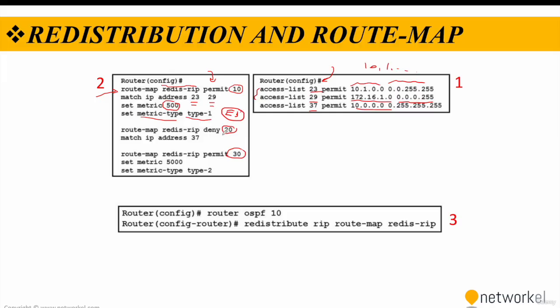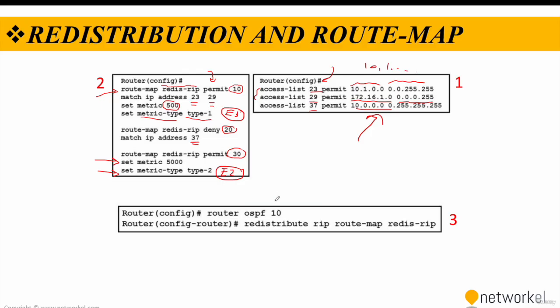Then in my second statement, I am denying the IP address range that I defined with 37. This one will be denied when I'm doing the redistribution. And then I have my final statement for any other route which is not matching the first two statements. I will set the metric as 5000 and metric type to 2, which means they will be type E2.